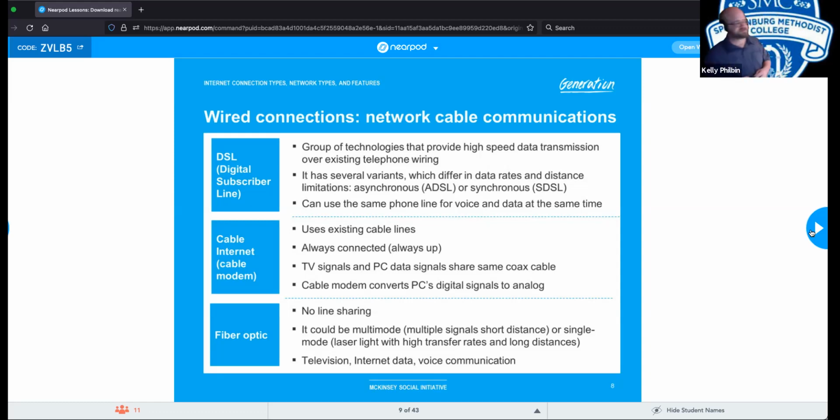Next, cable internet, probably one of the most common ones we have out there today, using existing cable lines. It's always connected. I wouldn't say always up, but it is always connected. It can transmit TV signals as well as PC data, and it utilizes coaxial cable. And then you have an actual cable modem that will convert the PC digital signals into an analog signal to go over the copper lines.